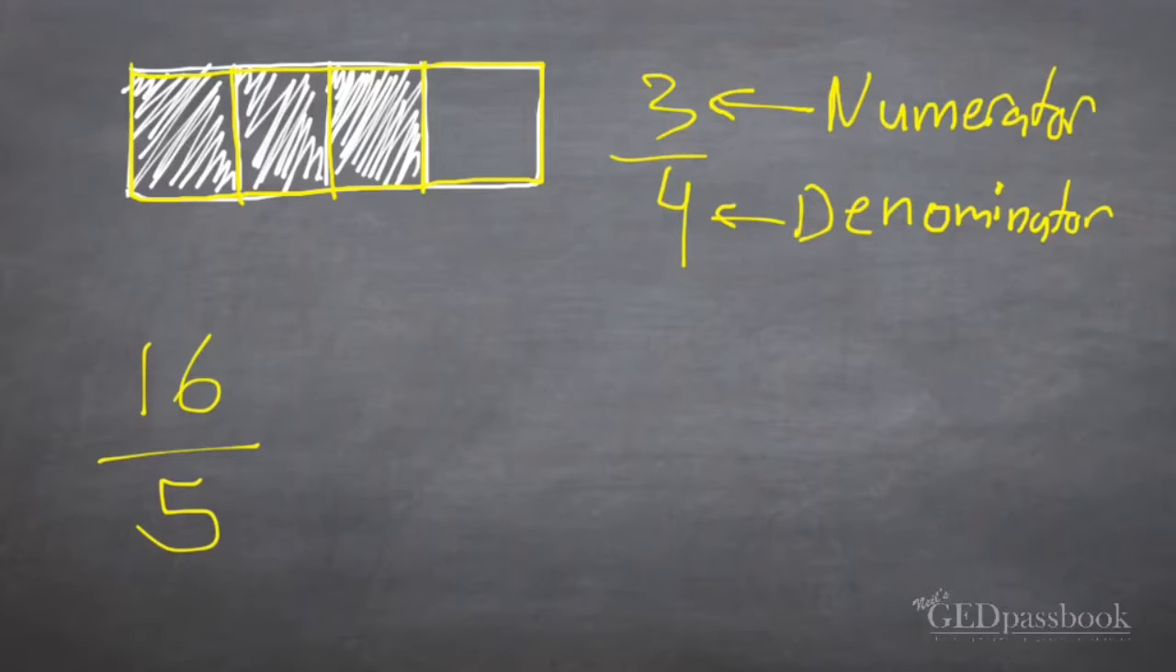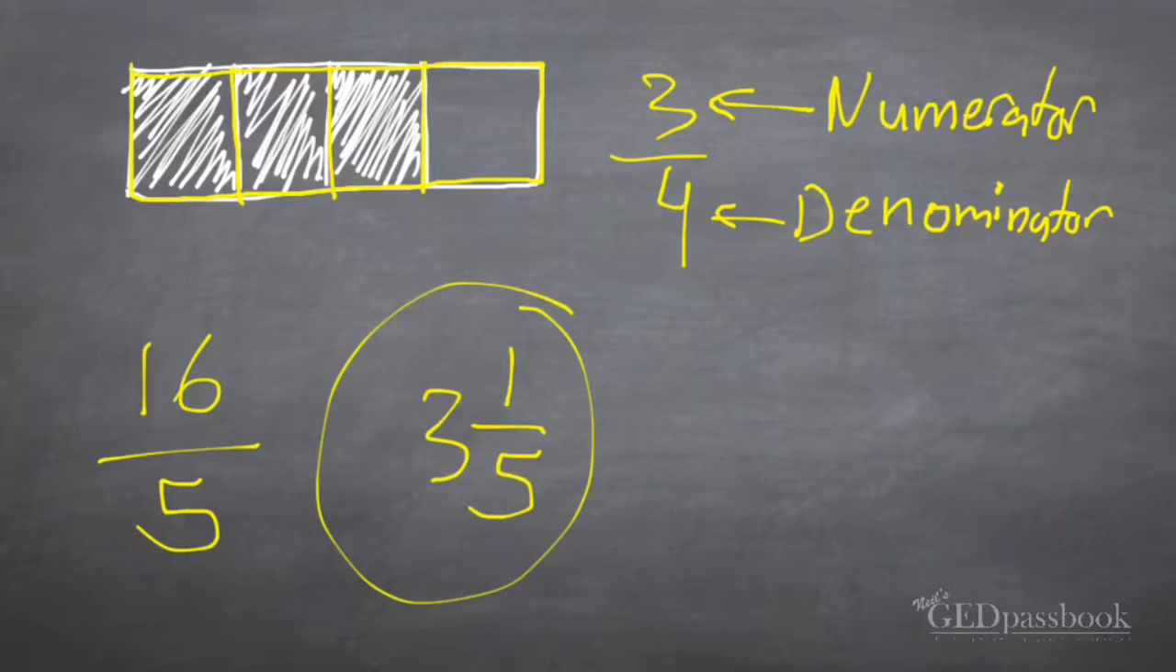So, proper fraction, improper fraction, right? Improper fraction is when the numerator is bigger than the denominator. There is a third type of fraction, and this fraction, my friends, is called a mixed number. And it looks like that. It has a whole number, but it also has a fraction next to it. That is a mixed number.